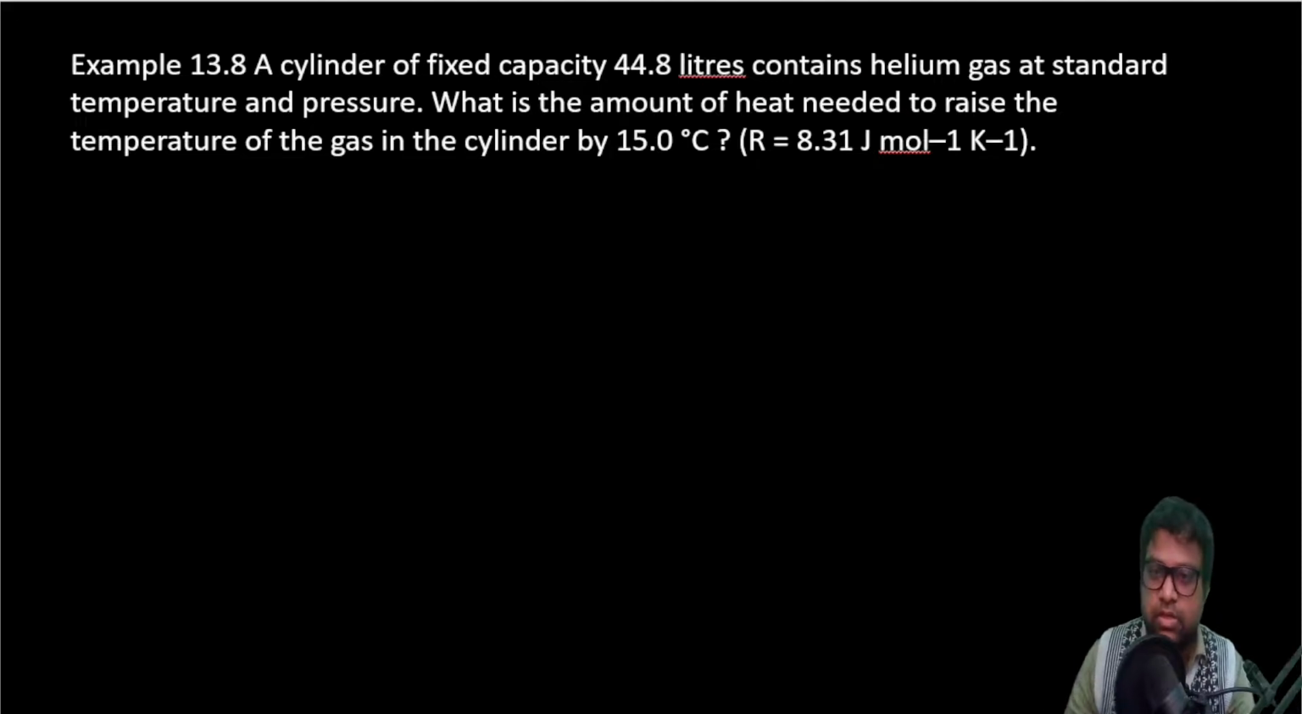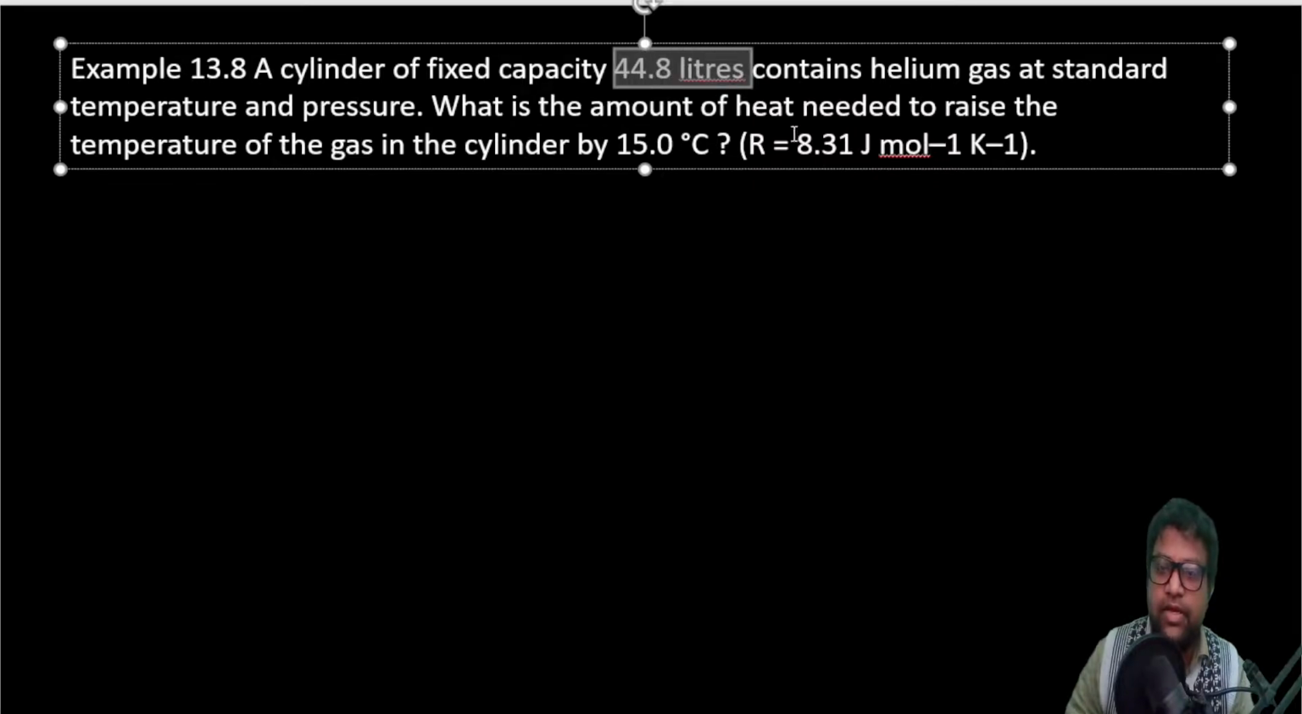So let us solve this question. This is from your kinetic theory chapter. Here the cylinder of a fixed capacity of 44.8 liter contains helium gas at standard temperature and pressure. What is the amount of heat needed to raise the temperature of the gas in the cylinder by 15 degree? Very important question type. This type of question comes in the exam in the entrances also. So let us solve it.